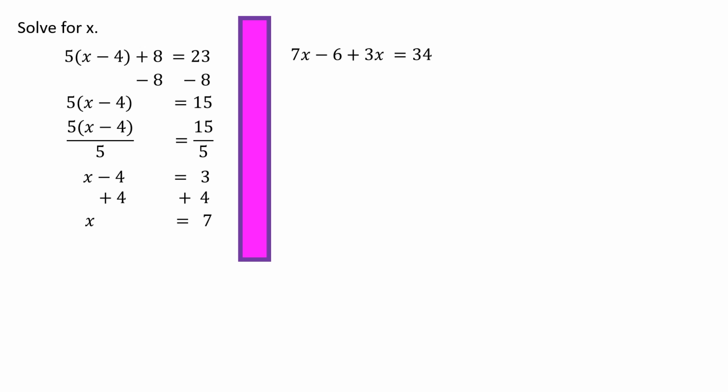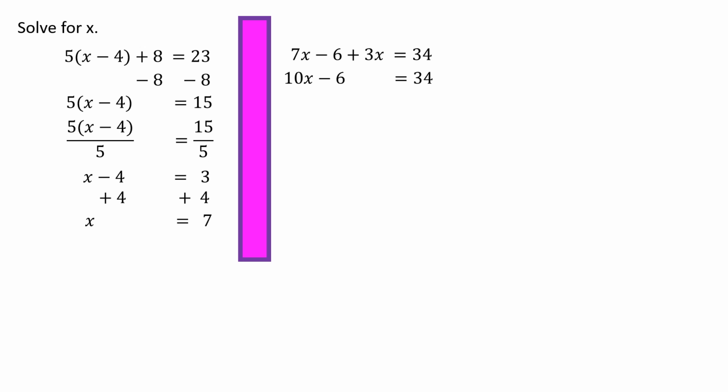Ooh, a little twist here. I see a 7x, but I also see a 3x. Since we're on the same side of the equation, I want to combine like terms. So the 7x and the 3x combine to be 10x. I still have my minus 6. I still have my equal 34.